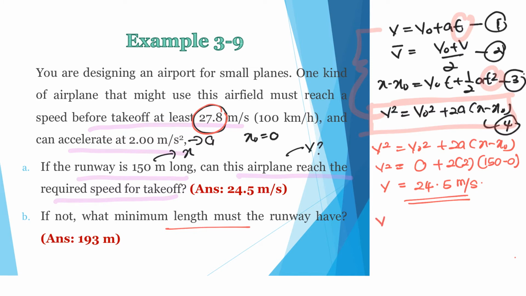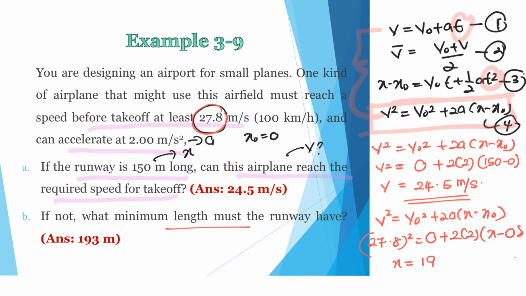Make sure that you always write your formula before you start your calculations, because somehow maybe you are going to get marks. So v square is 27.8 square, initial velocity is 0, the acceleration is 2, your final position you didn't know, and your initial position is 0. So you calculate that, then supposedly you are going to get your final position s equals 193 meters. Okay, easy, right?